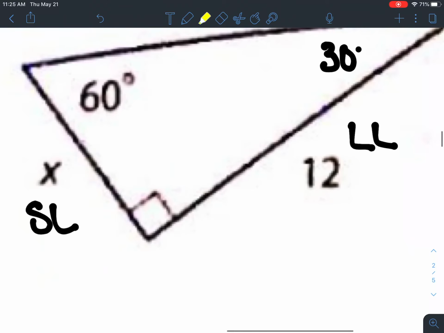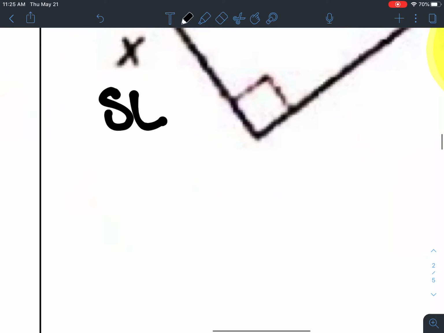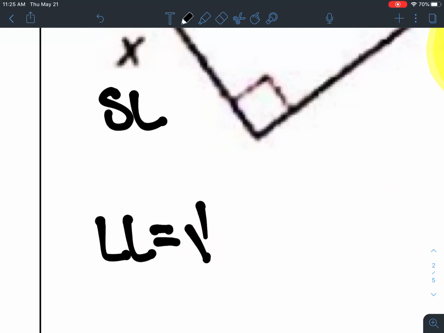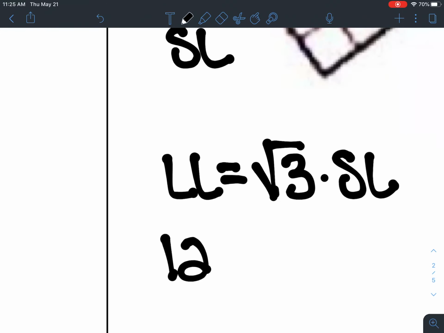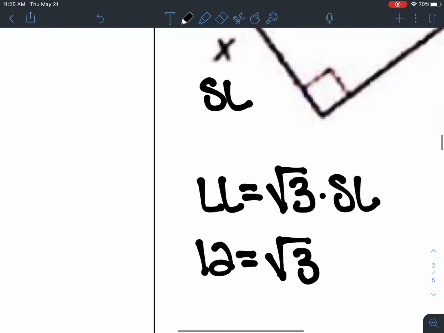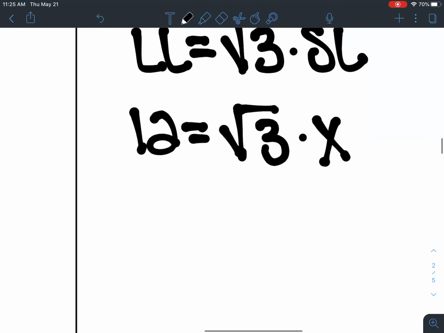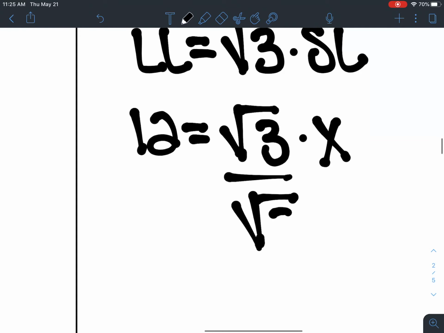Because I have my 12, I have that long leg, I'm starting there. So I'm going to start with long leg is equal to the square root of 3 times short leg. I'm going to put that 12 in for my long leg, which is equal to the square root of 3 times my short leg, which is x. All right, dividing by that square root of 3.